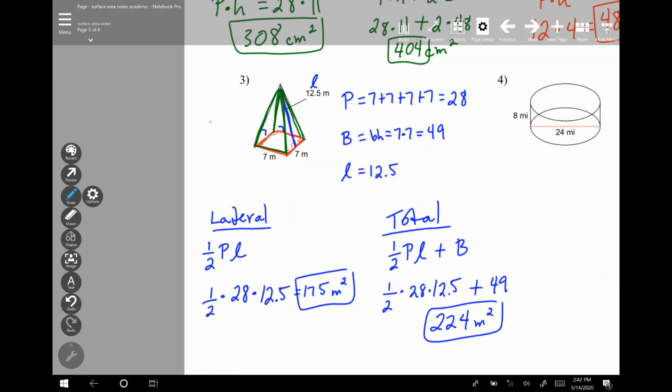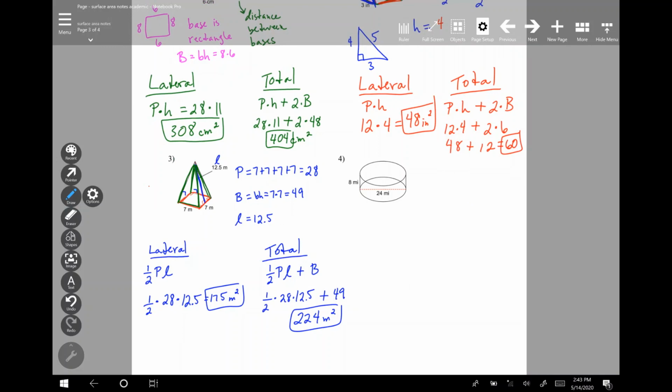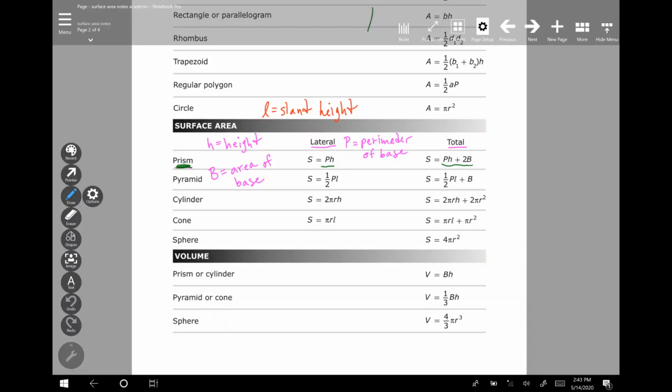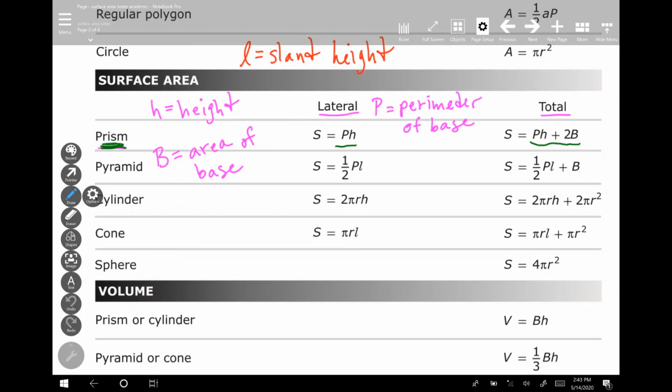All right, next one. Okay, this next one is a cylinder. So before we jump into that, let's go on up here and let's look at the formula for it. Okay, a cylinder. We have our lateral surface area is 2 pi r h, and all this is multiplied, okay? It's 2 times pi times r times h. R is the radius, okay? And h, again, is the height of the cylinder, okay?